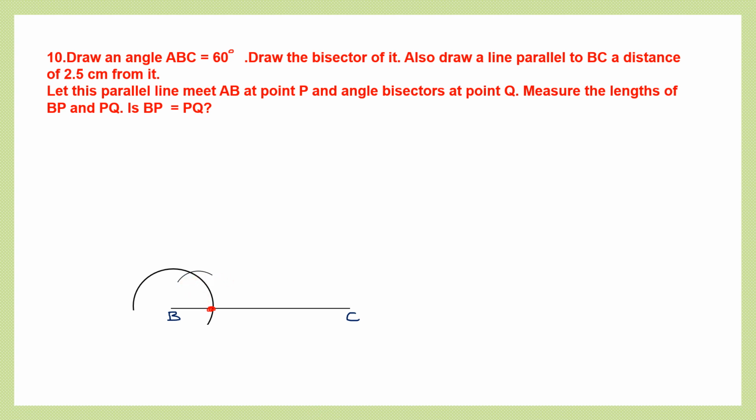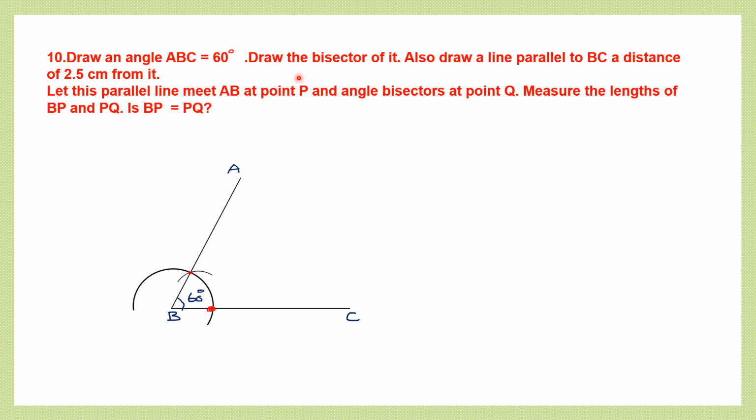From this point, we're going to draw a line starting from B. So here we have the line drawn, and this angle is 60 degrees. So we have A here. ABC is 60 degrees. So this is the first part of the question: draw an angle ABC equals 60 degrees. So we have drawn an angle ABC of 60 degrees.